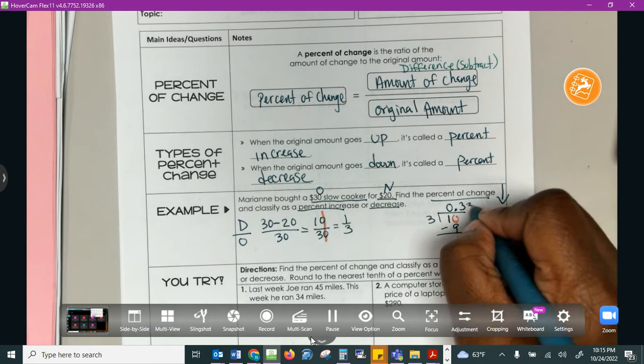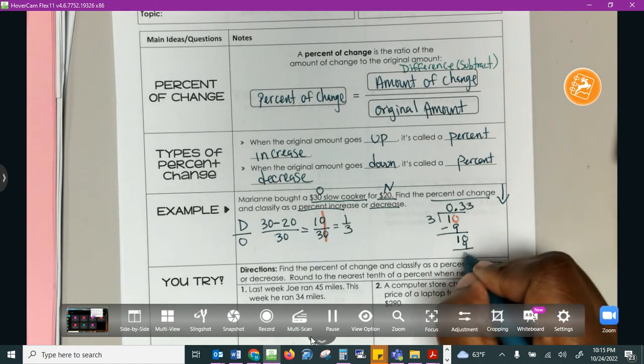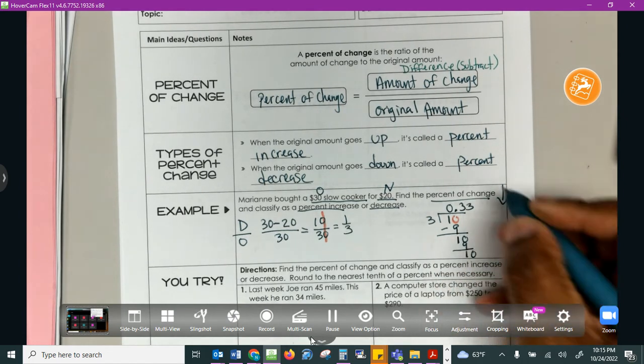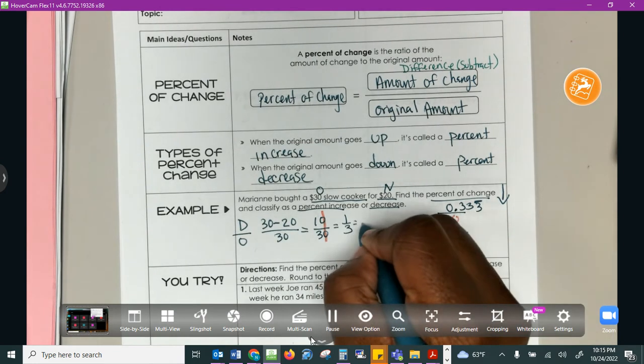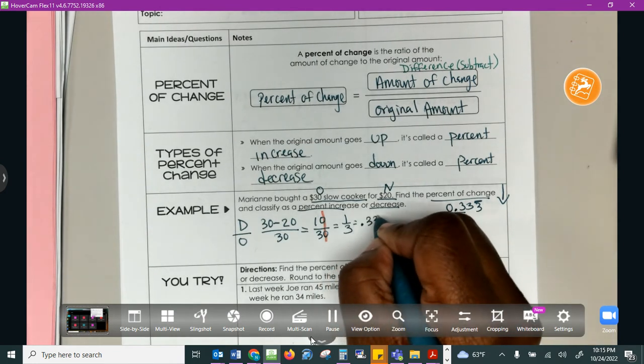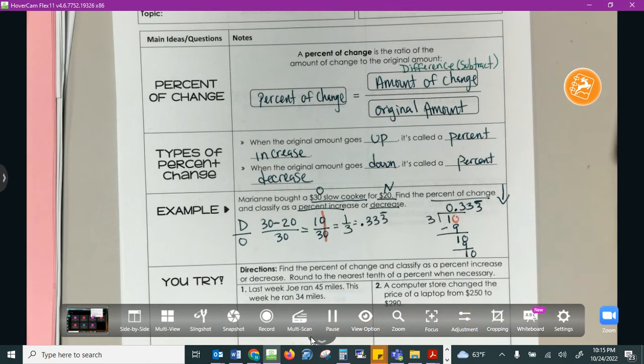I can add another 0. 3 can go into 10 3 times, which is 9. And if you notice, we have a pattern here. So we're going to put the repeat sign, saying that this number is going to keep repeating itself. So our decimal is 0.333 repeating.